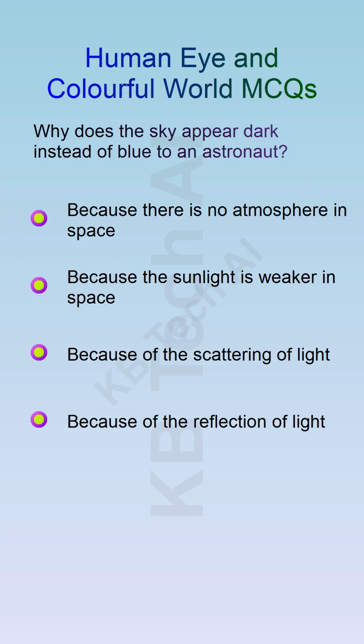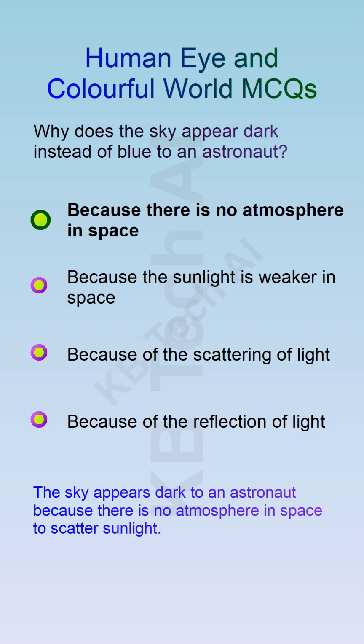Why does the sky appear dark instead of blue to an astronaut? Option 1, because there is no atmosphere in space. Option 2, because the sunlight is weaker in space. Option 3, because of the scattering of light. Option 4, because of the reflection of light. The answer is Option 1, because there is no atmosphere in space.